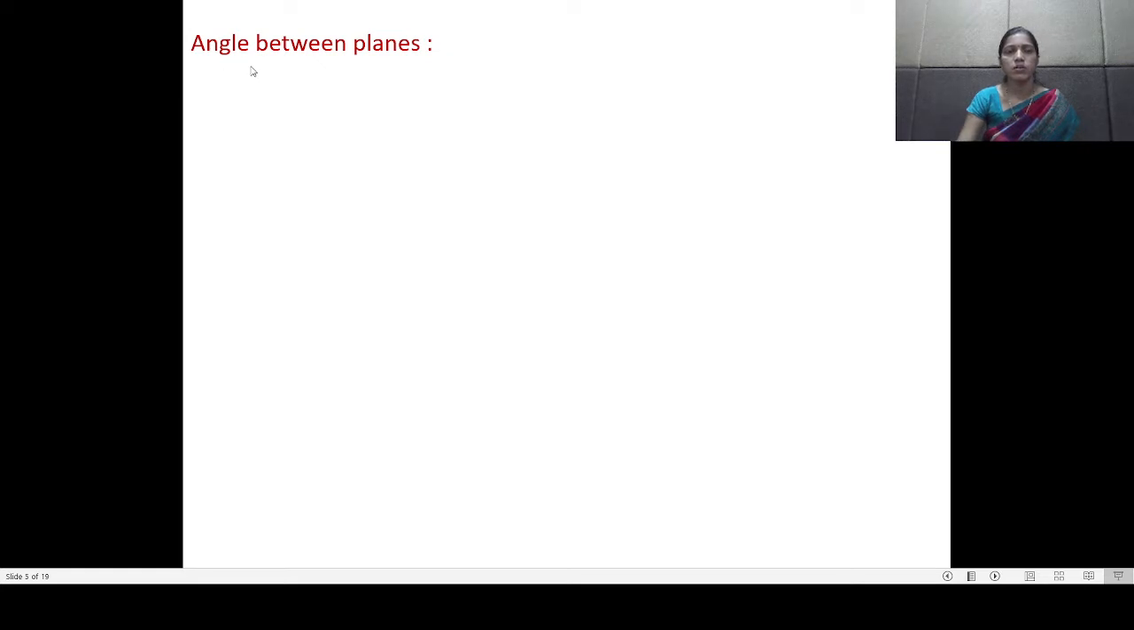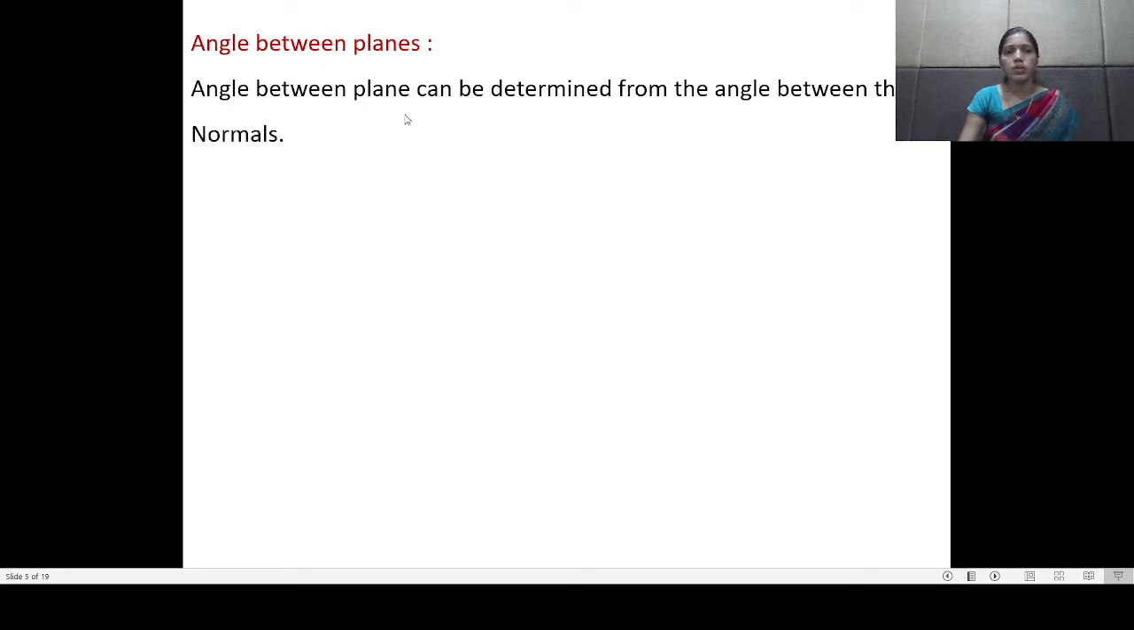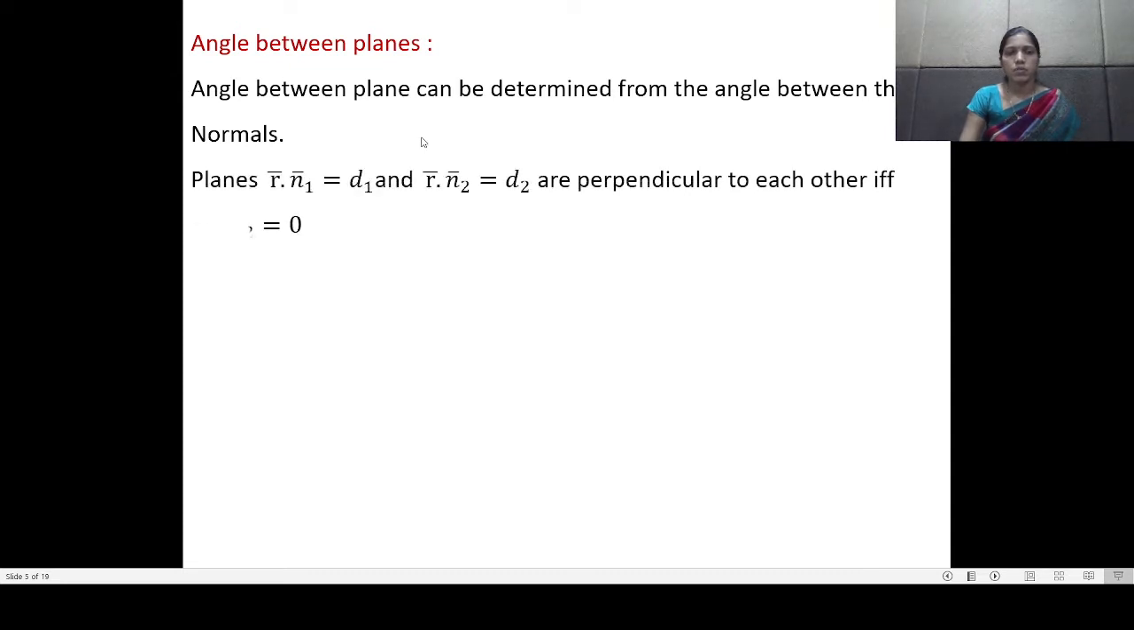First is the angle between planes. The angle between planes can be determined from the angle between their normals. Suppose we consider two planes: the first plane is r bar dot n1 bar is equal to d1, and r bar dot n2 bar is equal to d2. These are perpendicular planes if and only if n1 bar dot n2 bar is equal to 0.